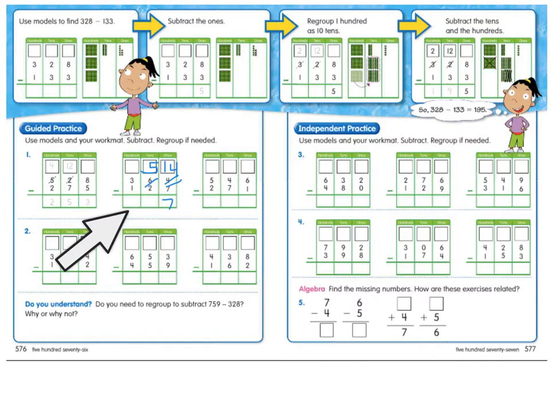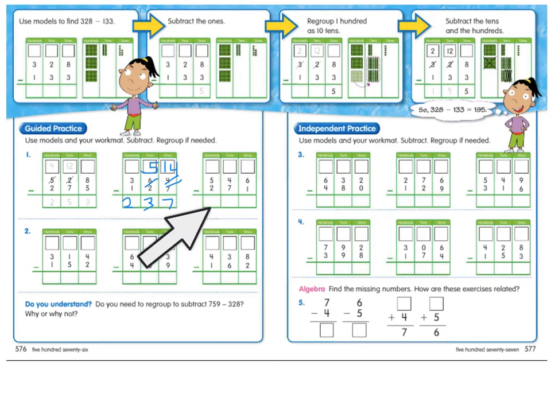Now I can subtract 14 ones minus 7 equals 7. I know that because 7 plus 7 equals 14. Now moving on to the tens. 5 tens minus 2 tens is 3 tens, which stands for 30. Now I can move to my last step, which is the hundreds. 300 minus 100 equals 200. Now move on to the next box.